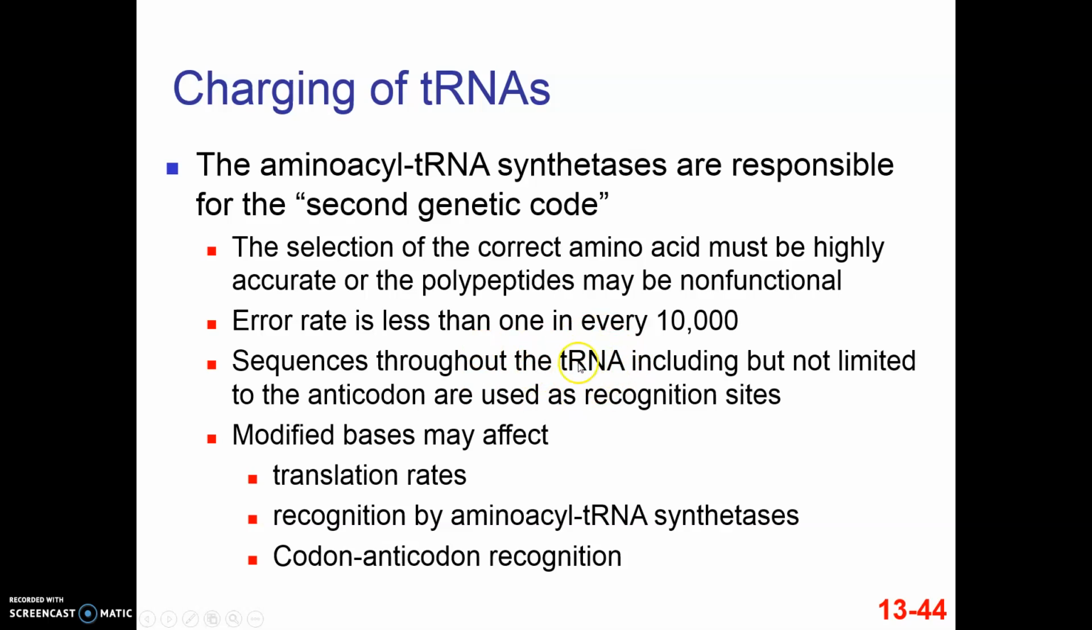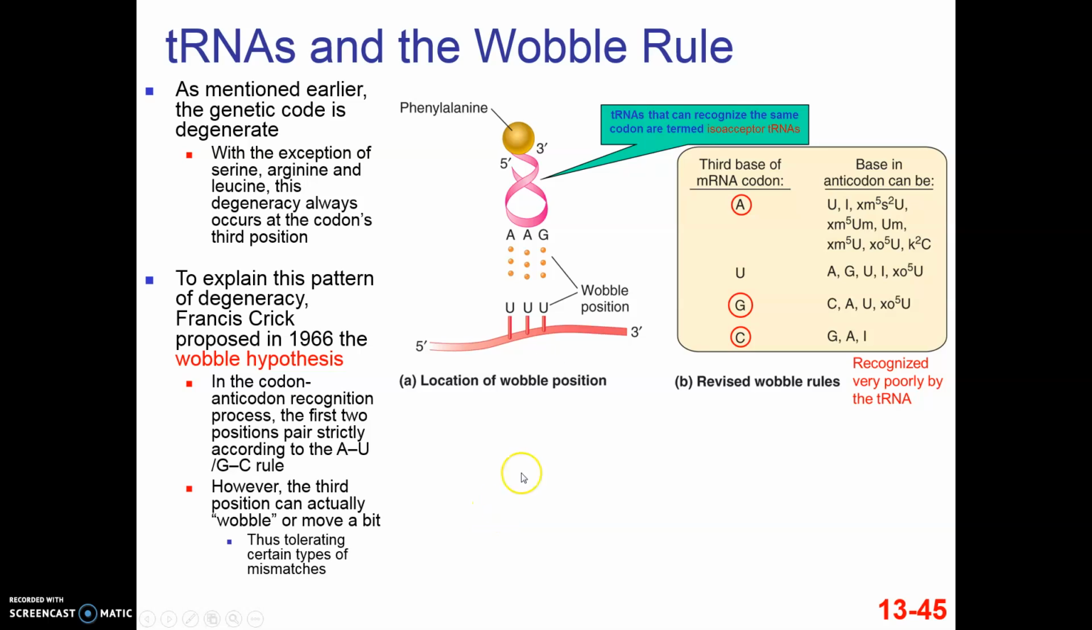Sequences on that transfer RNA, and this isn't limited to the anticodon itself, are used for recognizing that specific transfer RNA. The modified bases that we see can affect translation rates, how the synthetase recognizes them, and ultimately these modified bases can be involved in codon-anticodon interactions, which we will see now.